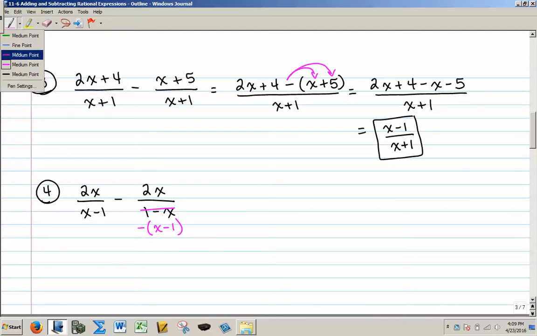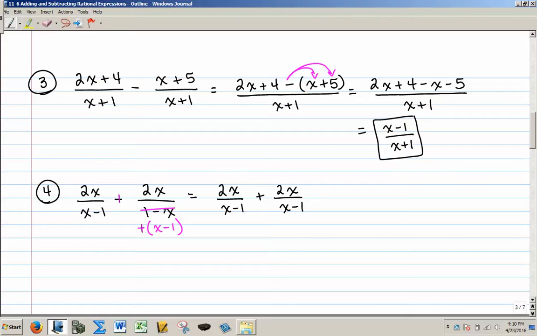Then what I can do is, notice I have a subtraction here and I have a minus here. I can actually turn both of those into pluses. So now my problem really looks like 2x over x minus 1 plus 2x over x minus 1.